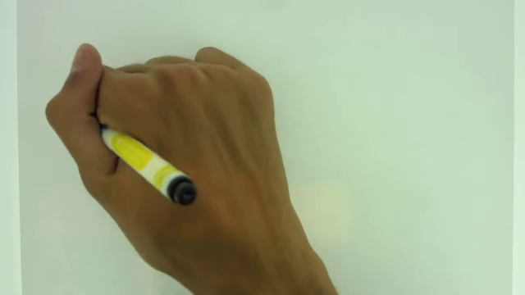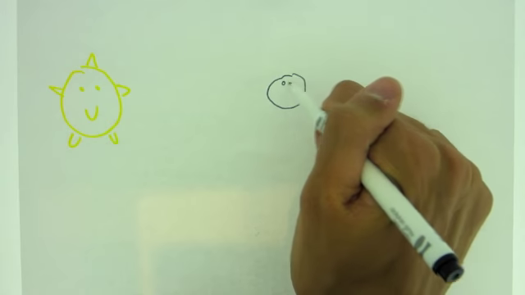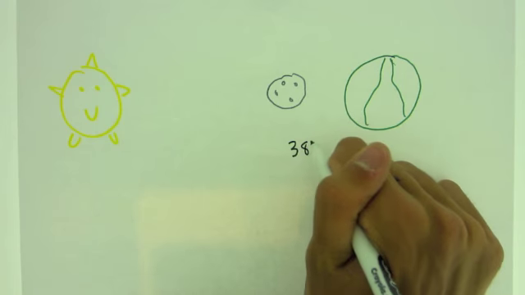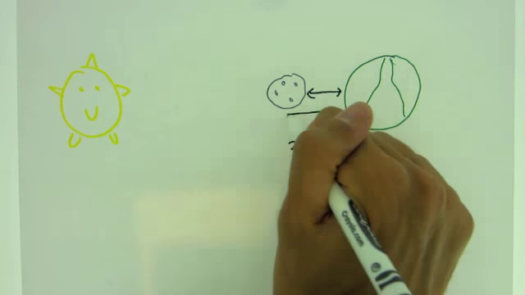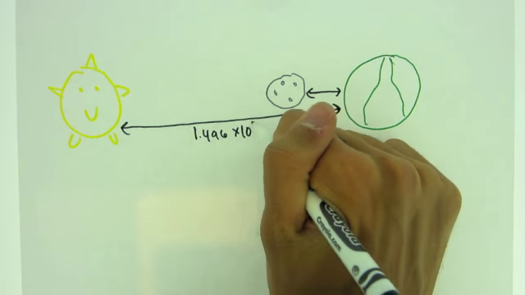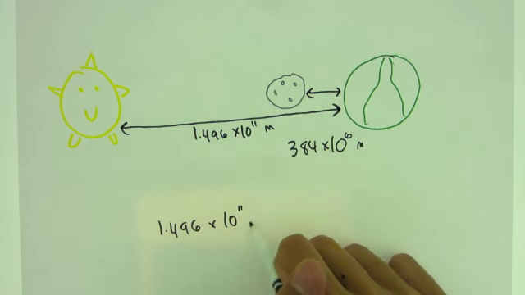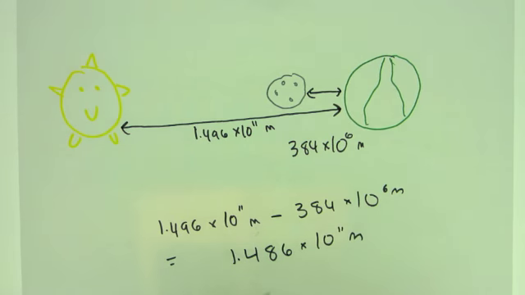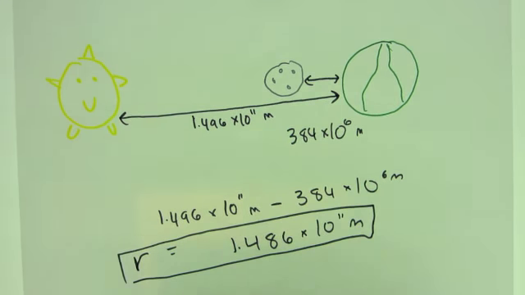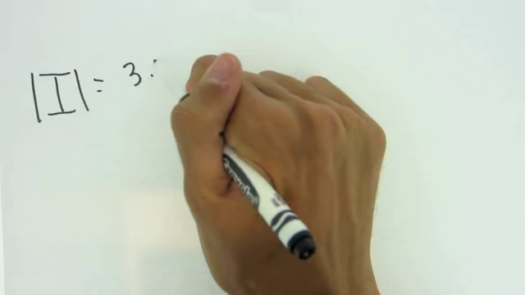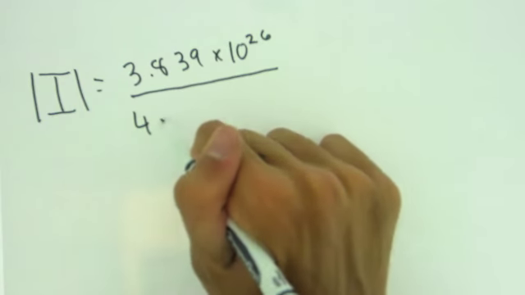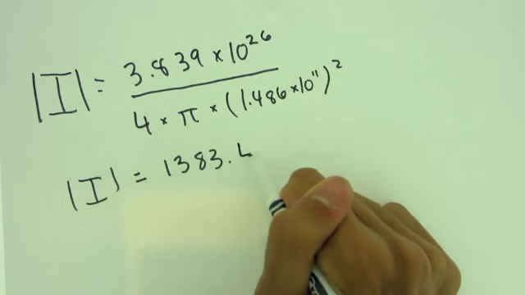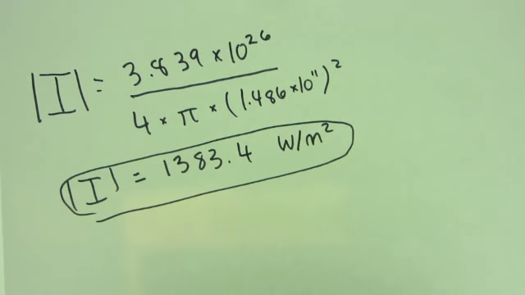We are missing one variable though, r. To figure out the distance of the moon from the sun, we need to subtract the known distance of the Earth and moon, 384 times 10 to the 6 meters, from the mean distance of the sun and the Earth, 1.496 times 10 to the 11. This comes out to be roughly 1.486 times 10 to the 11 meters. Now that all of our variables are solved for, we can figure out the intensity of light felt by the moon. This comes out to roughly 1,383.4 watts per meter squared.